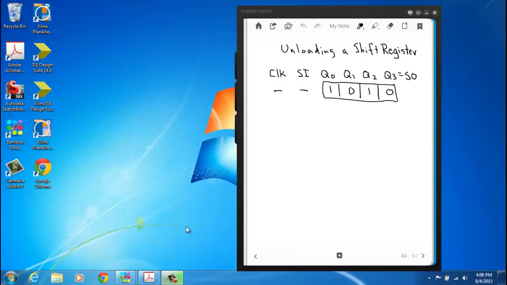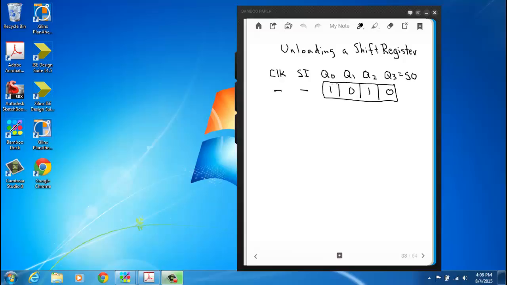Here in this video we look at unloading a shift register, which is getting data out of the register. In the previous video we saw how to load a shift register, and remember that when loading a shift register you're performing a serial to parallel data conversion. You'll see when you unload a shift register you're doing the opposite. You're performing a parallel to serial data conversion.